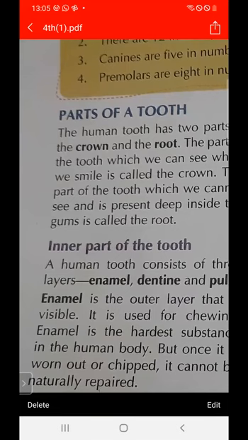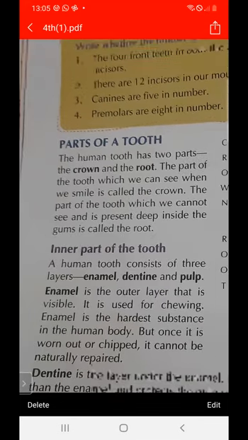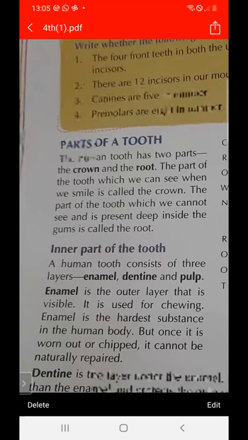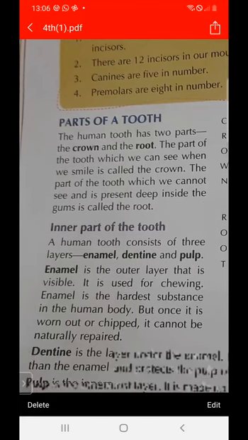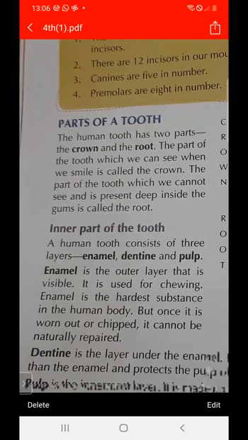So what do you mean by enamel? It is the outer layer and that is visible. What is the function of enamel? It is the hardest substance and it cannot be naturally repaired if it is worn out. It is used for chewing, and it is the hardest substance.